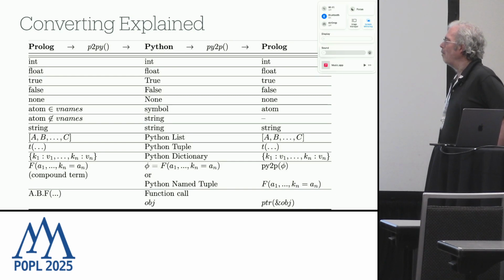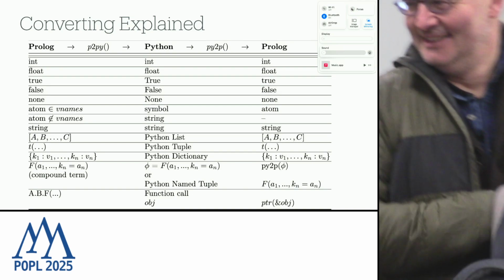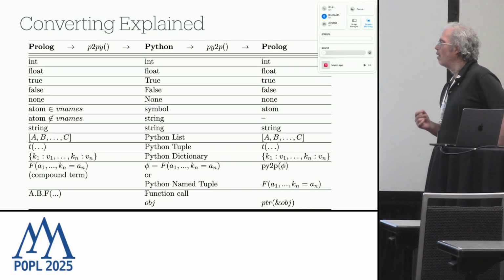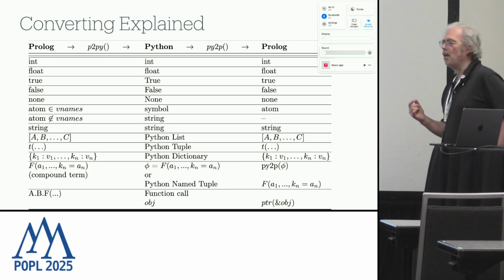Now, atoms, we have two types of atoms. The ones which belong to regular names, which are accepted by Python, are converted from Prolog to a Python symbol, and then back to a Prolog atom. Prolog atoms which are not understandable as a Python symbol are converted to strings in Python, but not back. It doesn't make sense. Strings are converted into strings which are converted into strings. Lists are converted into lists, although they are totally different structures. A Prolog list is a recursive data structure. A Python list is essentially an array.